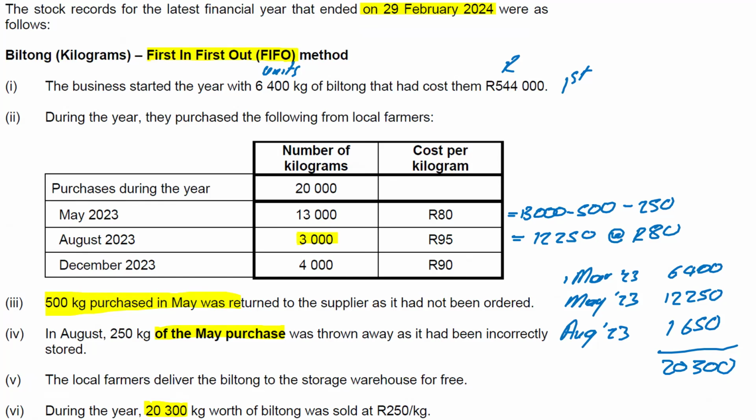Do we have enough though? It looks like we do because there were 3,000 of that 3,000. Only 1,650 kgs were sold. Now, this will form part of cost of sales. Remember what cost of sales is. Cost of sales is the cost price of goods that have been sold. And for us to find this, we just need to find the cost price of each batch that was sold.